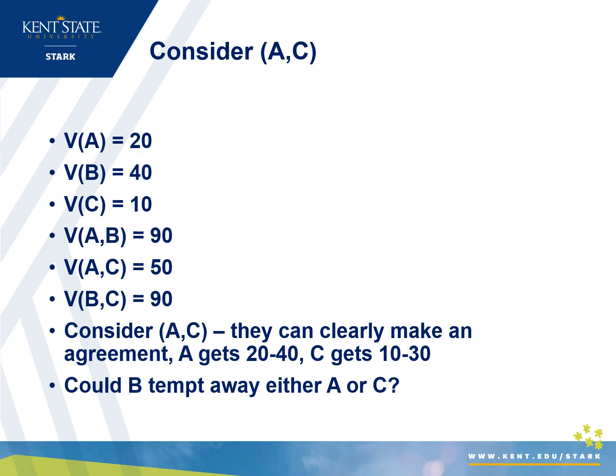Similarly, B would be willing to pay up to 50 to convince C to join one. So B is one where if they form a coalition with somebody, it's going to be pretty high paying, and as a result, they're willing to pay quite a bit to break up this AC coalition. And as a result, they will tempt away either A or C. We don't necessarily know which one, but certainly one of them will get tempted away. So an AC coalition would also not be considered stable.